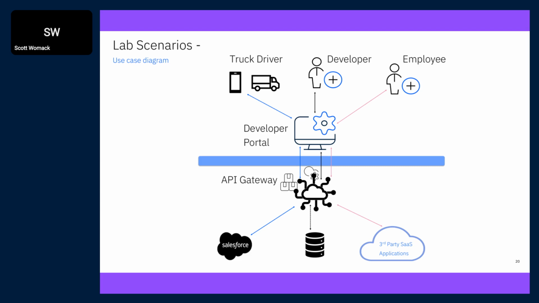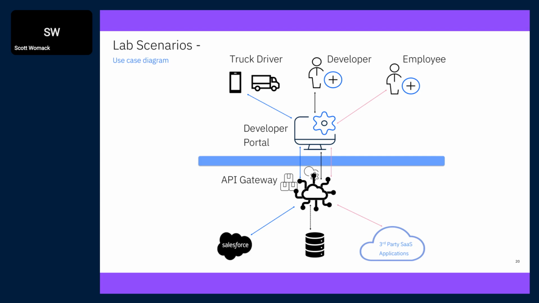So you'll see the blue line coming in. We're going to import that API into the gateway that we created, and then we're going to apply some different policies to it, some security, different things around that, just showing you how we can use the gateway to manage that API.